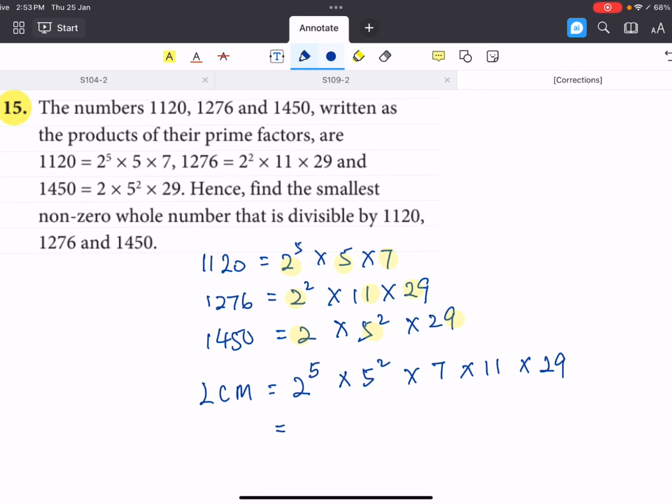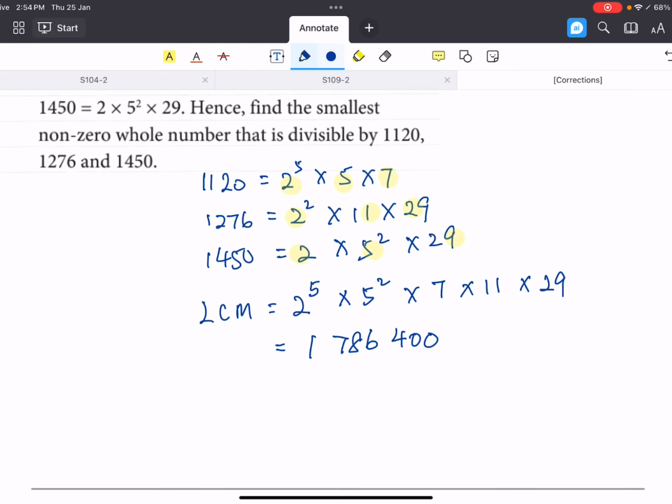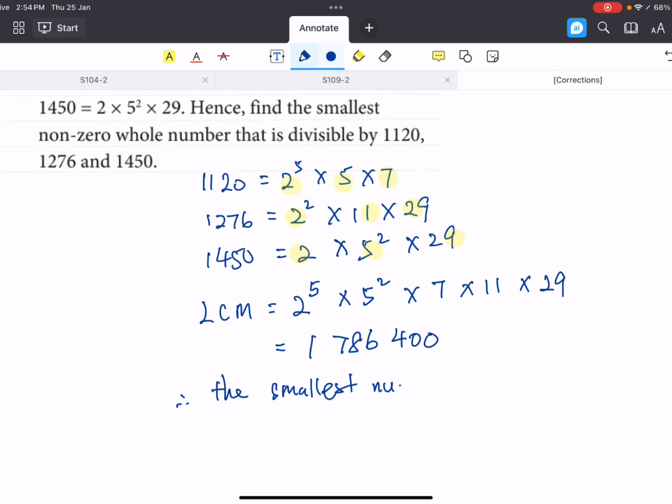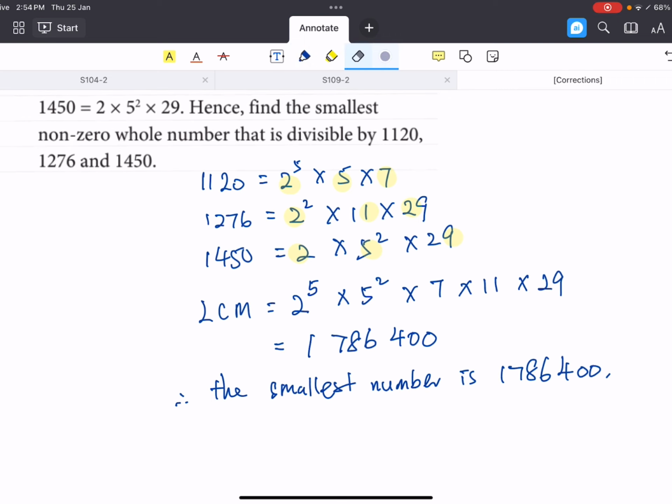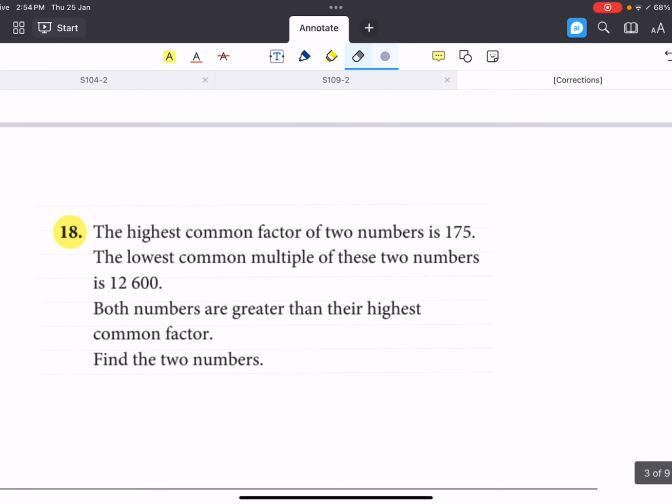We have 2 to the power 5 times 5 to the power 2 times 7 times 11 times 29. Well, that will give us 86,400, right? That's the LCM. Okay, so I say therefore the smallest number is 1786400. Right? Good habit. Write down the statement. Okay, moving on.